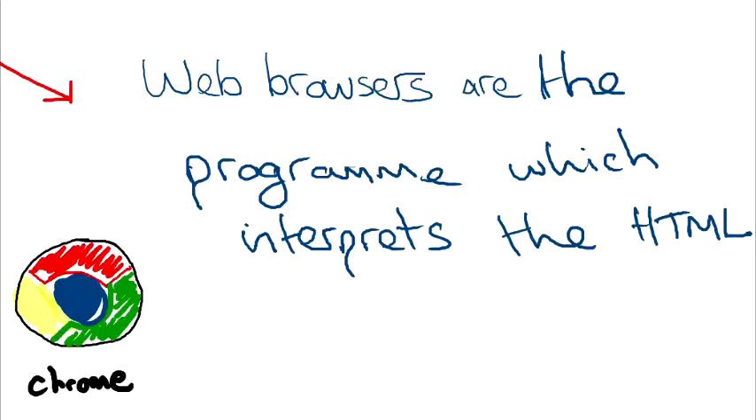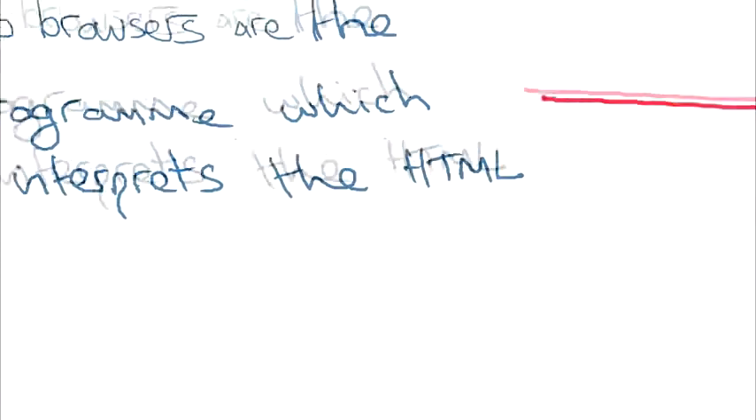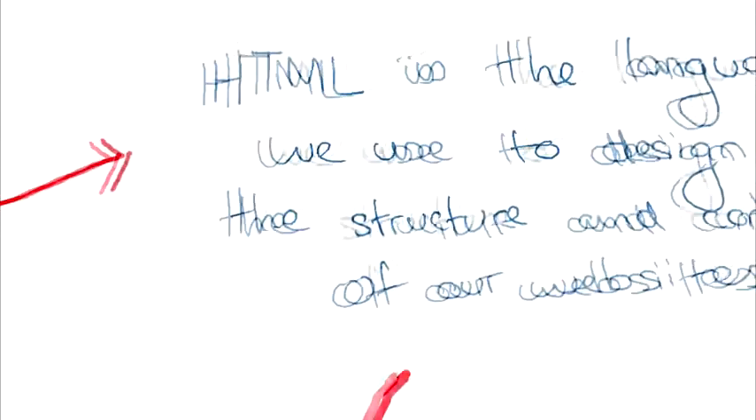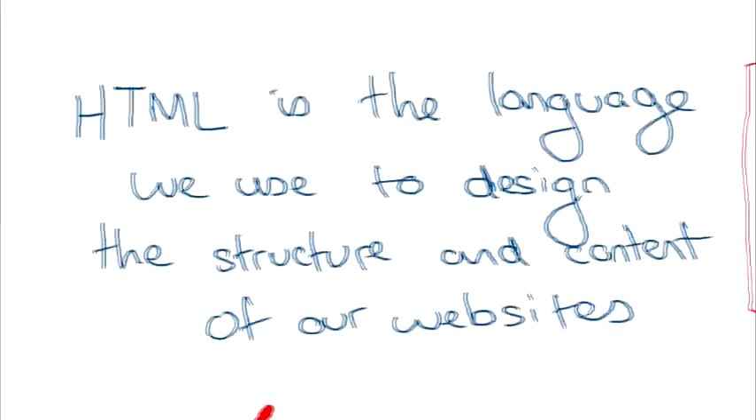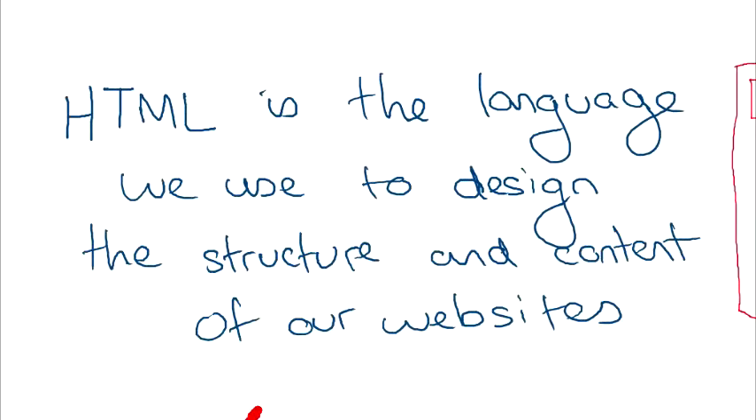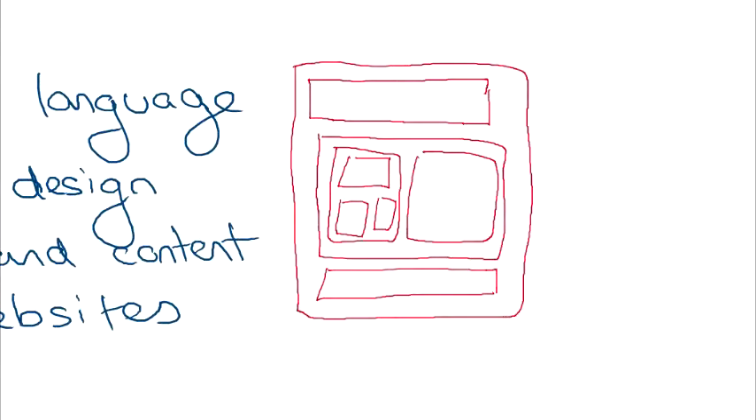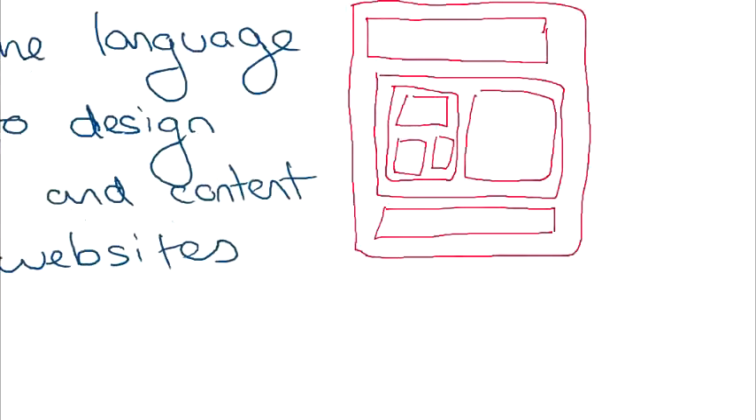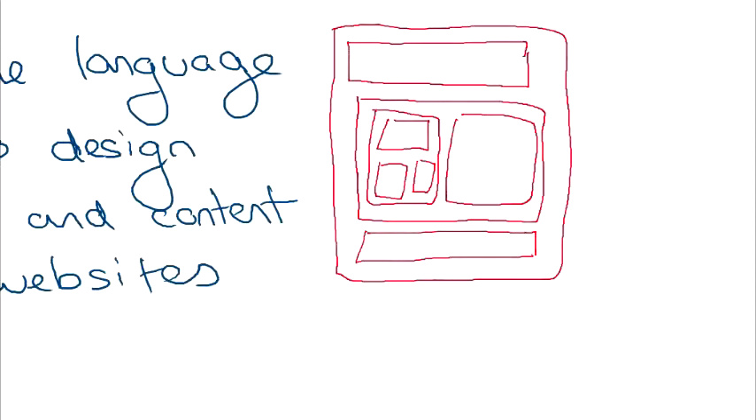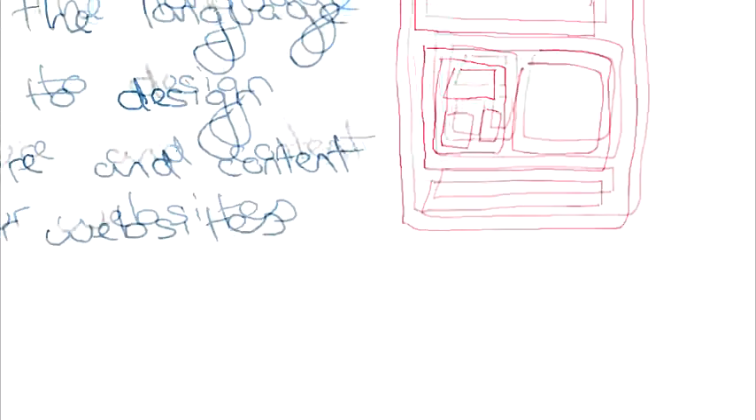Okay, so we're all familiar with web browsers. I have a little sketch here of the Chrome web browser, which is my favorite web browser. I didn't sketch the other ones because they're too hard to draw. But web browsers are the programs which interpret the HTML. So this means that HTML is the markup language for the web browser. In other words, it's the web language that we use to design websites. So it's kind of a design or structural language. Here's an example of a web browser with loads of little boxes in it, and that's basically what HTML is. It uses boxes. It uses a box model.